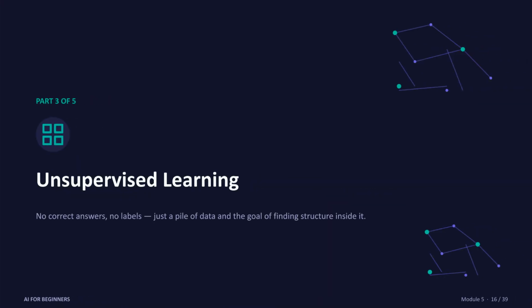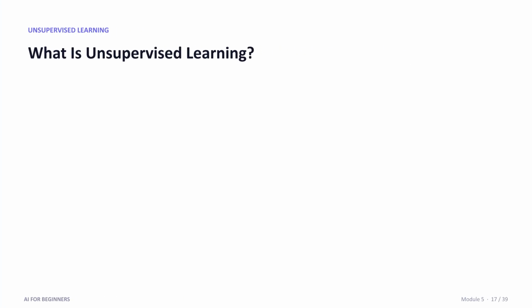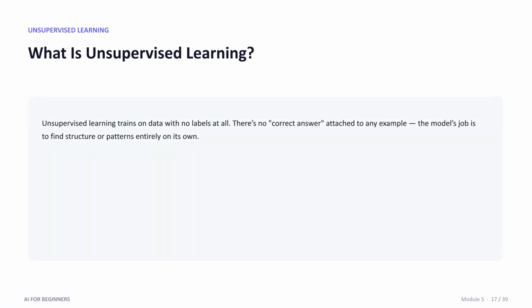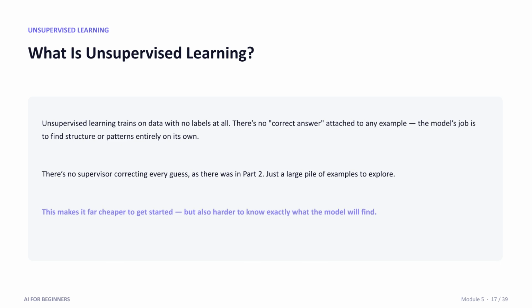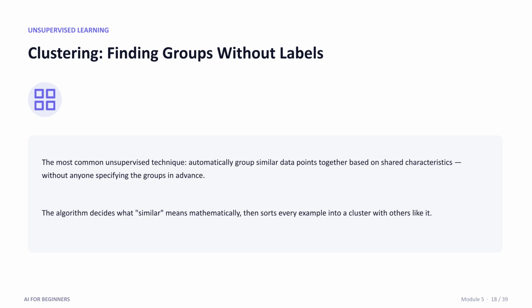Moving on to part 3, we enter the world of unsupervised learning. Unlike the supervised approach, there are no labels and no correct answers provided. The goal here is simply to take a pile of data and find the hidden structure or patterns within it on our own. So what is unsupervised learning? Because there is no supervisor correcting every guess, the model explores the data independently to find patterns. While this makes it much cheaper to get started, it is also harder to predict exactly what the model will discover.